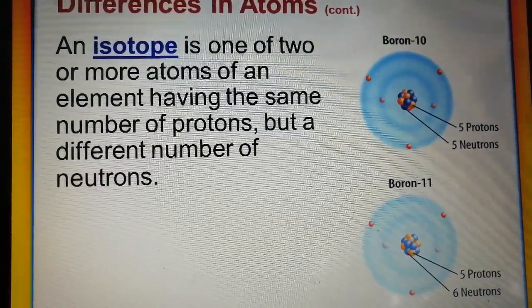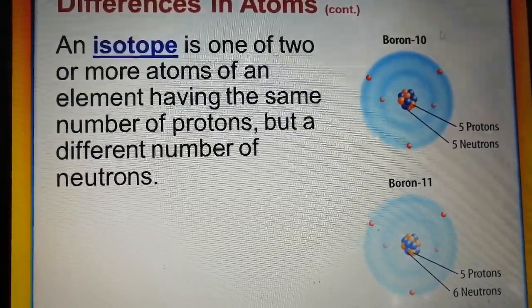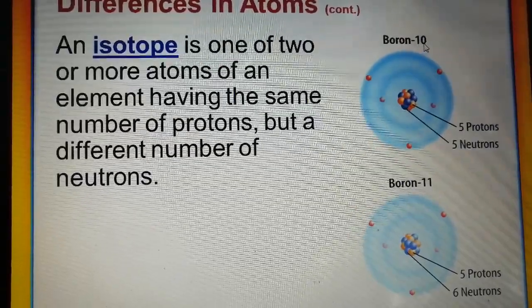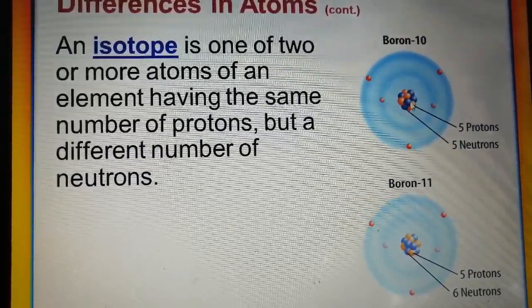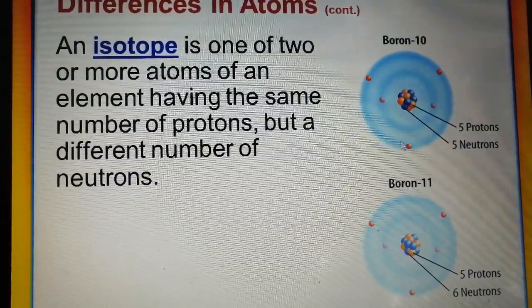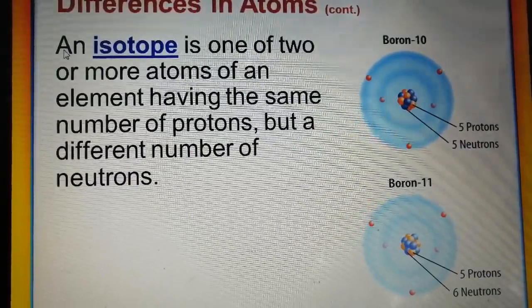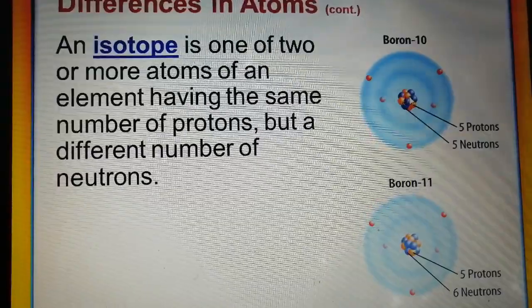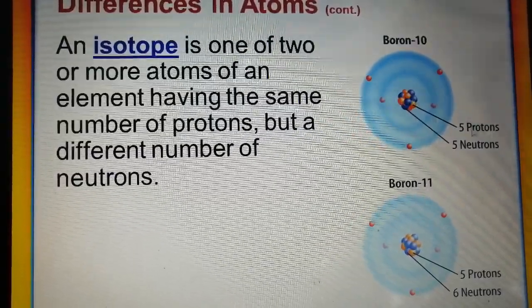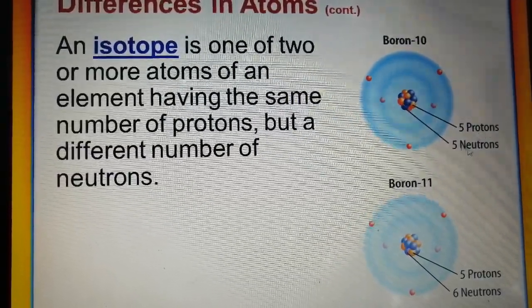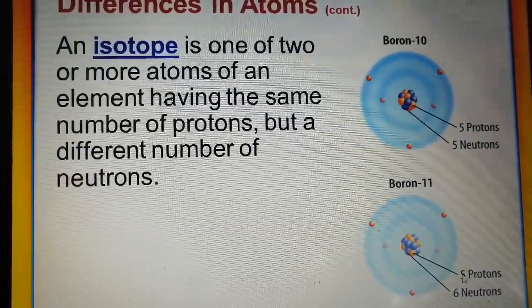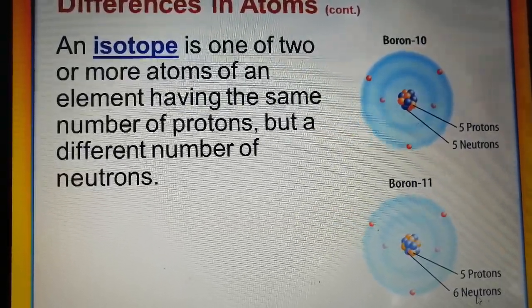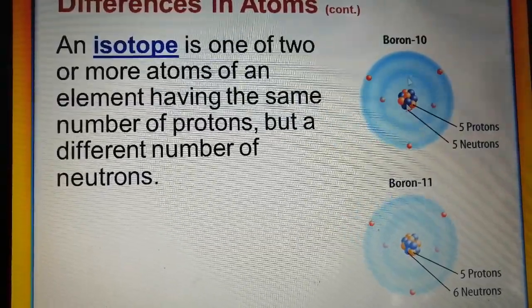Differences in atoms. Here boron 10 and boron 11. What is the difference between both of them? Number one here has 5 protons and 5 neutrons, but number 2 here, boron 11, has 5 protons and 6 neutrons. So they are different.